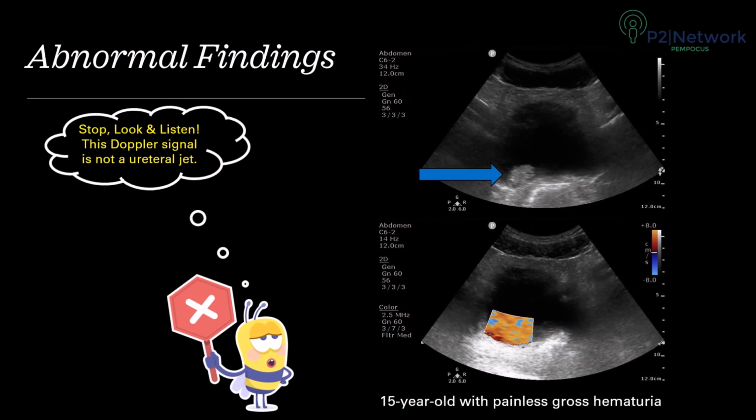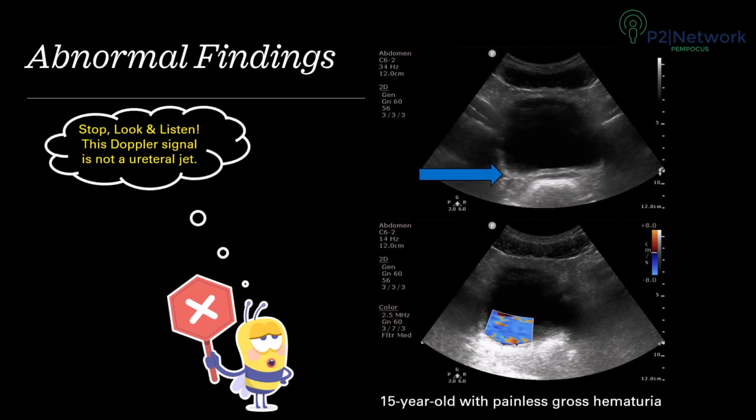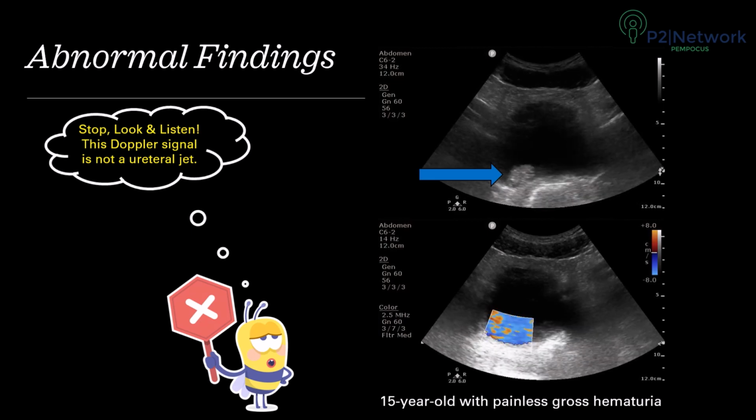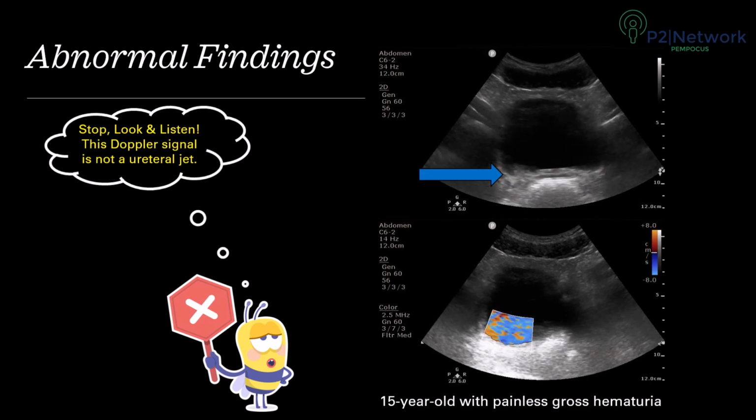Stop, look, and listen. There's a bright mass inside of the bladder next to the arrow. The color signal here is not the same as the other normal urine jets. A biopsy was consistent with a bladder carcinoma.